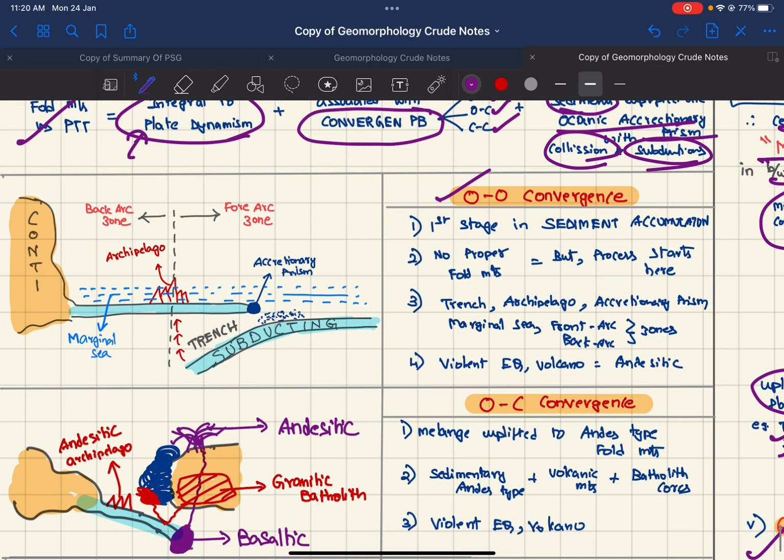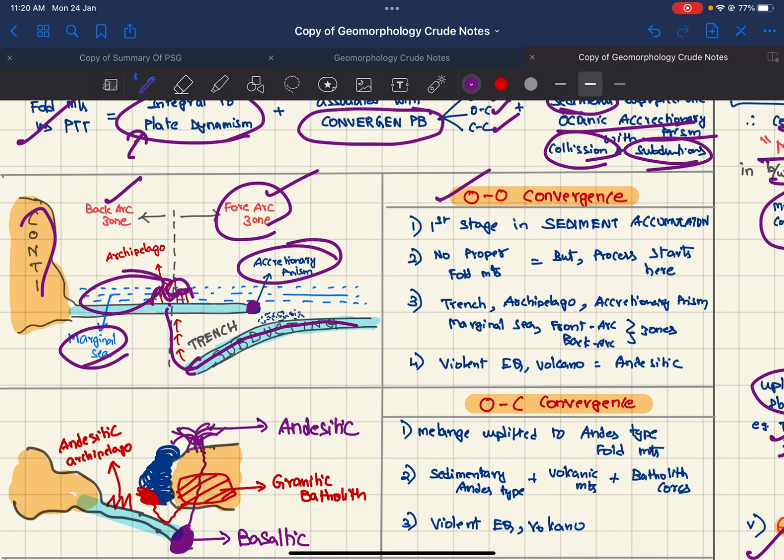So first we have the OO type, where the subducting ocean plate is going down, and this basalt comes up as the andesite and forms the archipelago. We have the forearc zone, because of scraping and plastering. We have the accretion prism forming here. This is a forearc zone, this is a backarc zone. In the backarc zone we have the marginal sea, this is the continent. So this is the marginal sea.